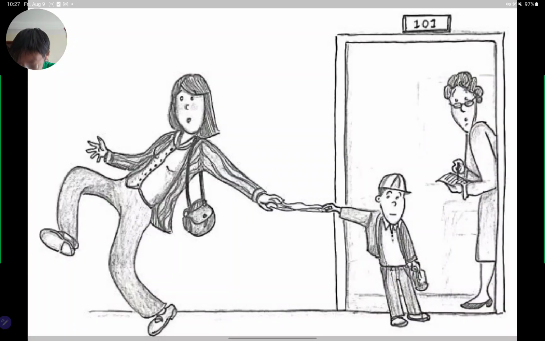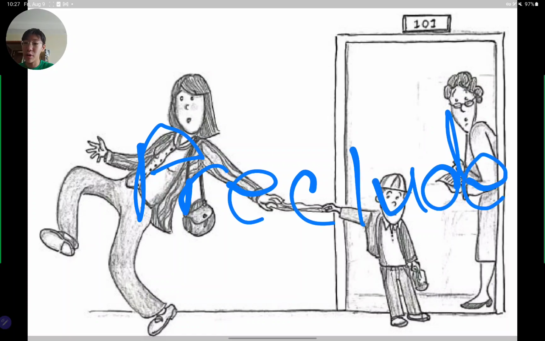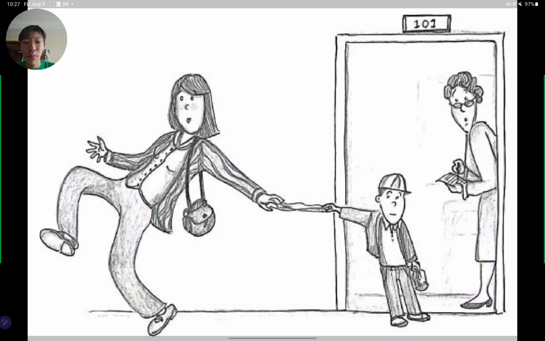All right, this one's actually pretty funny. Next up, we have preclude. Preclude is a verb, and this just basically means to go ahead and prevent something from happening. This is how you remember it. You remember it with pre-glue.